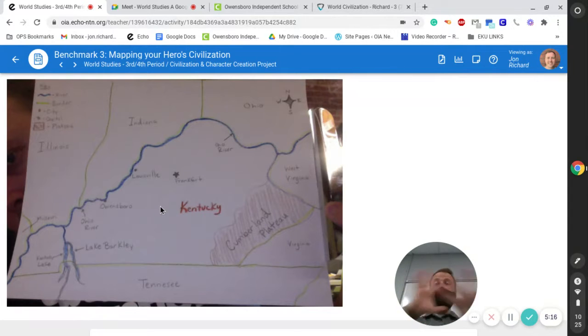The Ohio River is the biggest one, for sure. And if you look at the Ohio River running along our northern border, what has the Ohio River done for us? So, thank you, Kirby. Someone else other than Kirby. What has the Ohio River done for Kentucky?